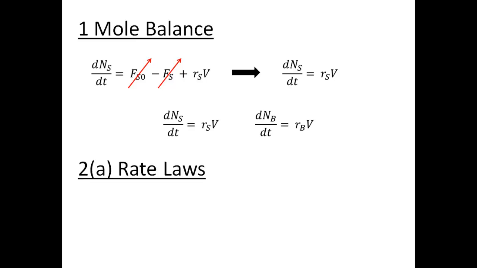Our second step is to deal with the rate laws. The rate law was given to us for styrene as negative Rs is equal to Ks times the concentration of styrene times the concentration of butadiene. We need rate laws for both styrene and butadiene for the mole balances, and therefore we use relative rates of reaction.